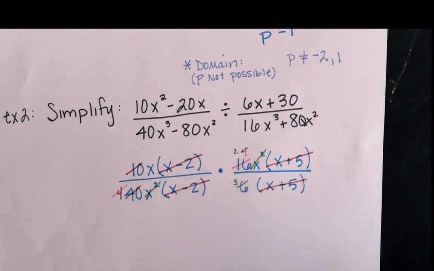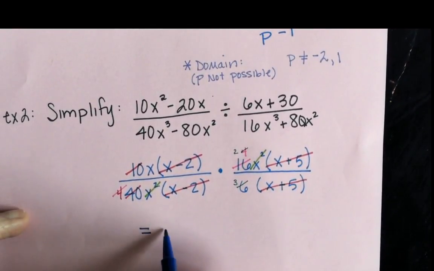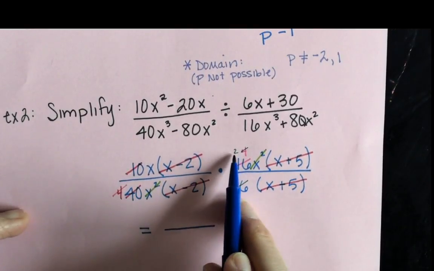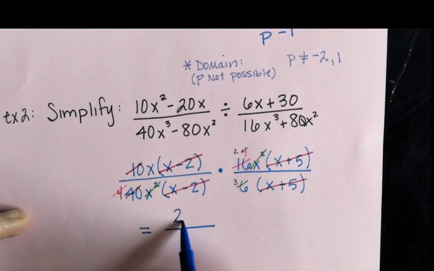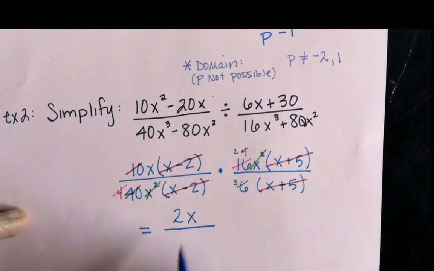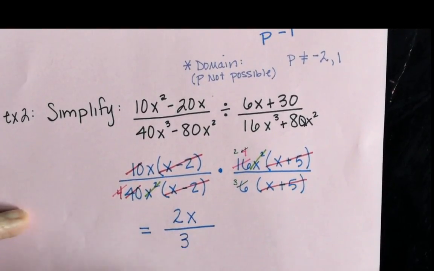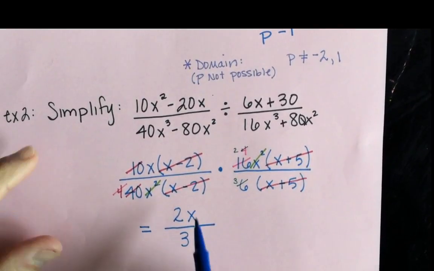With all of this, the way I'm going to write my final answer is one big fraction bar so that it accounts for what's left on top. The only things left on top are the 2 that's still left over from the 16, the x that's over here, and on the bottom, I'm simply left with a 3. So after that whole problem, we have 2x over 3.